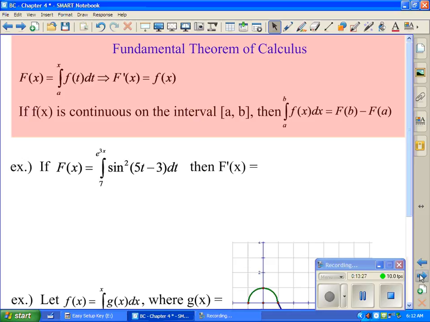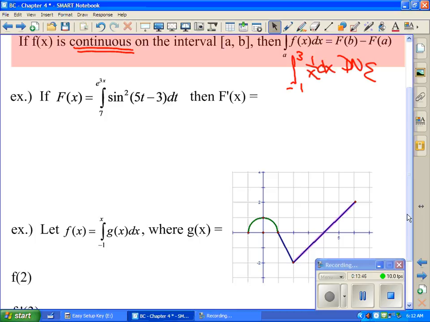So if you had something like the integral from negative 1 to 3 of 1 over x dx, that does not exist. You can't use the fundamental theorem of calculus because the function is not continuous at 0. I think most people are okay with the second one. You just have to make sure it's continuous before you use it. So I want to focus on the first one.